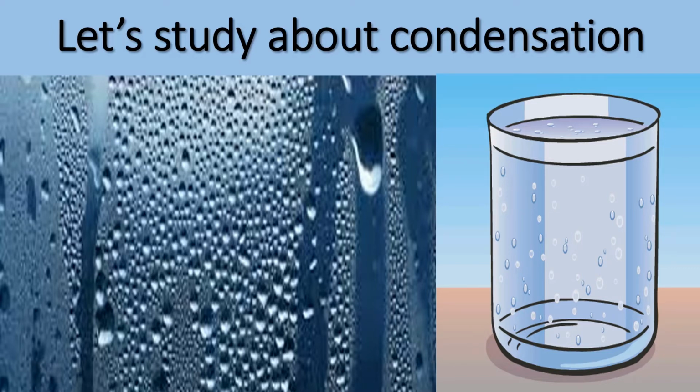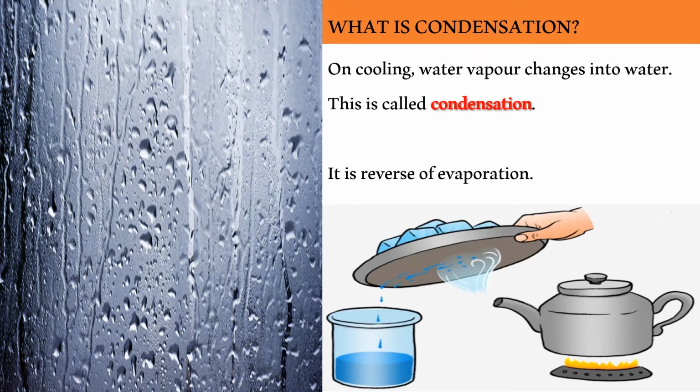Now let's study about condensation. What is condensation? On cooling, water vapor changes into water. This is called condensation. Condensation is the reverse process of evaporation. Now what is it exactly? Let me explain. When water vapor changes into water, this is called condensation. When your mama is boiling the water, if you cover that container with the lid, what will happen? The vapors of the water will be converted into water droplets on that lid. So when you open the lid again, you can see the water droplets. So that is the condensation process.